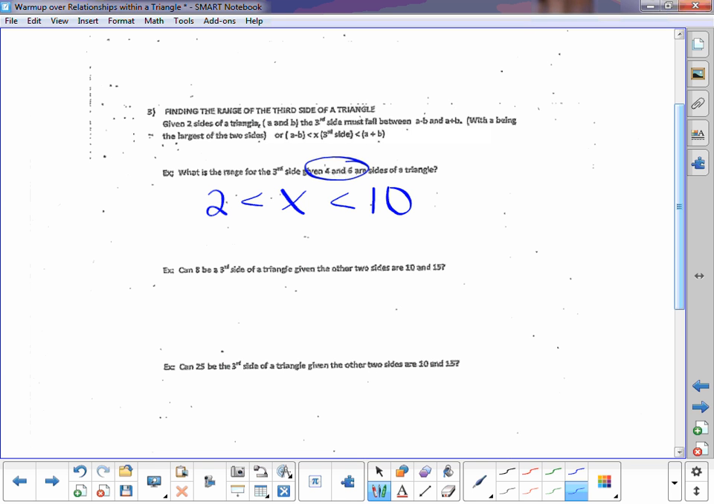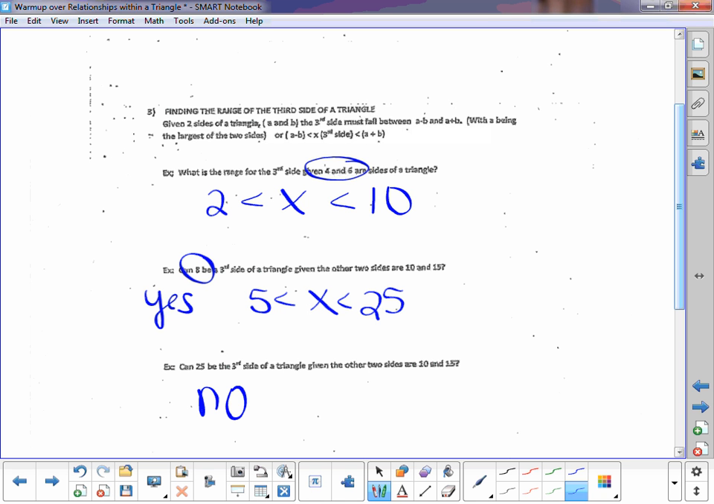So our next one says, can 8 be a third side of a triangle given the other two sides are 10 and 15? Yes or no? Yes. If we look at the range, 10 and 15 subtracted would be 5, added together is 25. This falls within that range, so it can be a third side. But can 25 be a third side? No. It does not equal 25. It has to be less than 25. All right, questions on those ones?